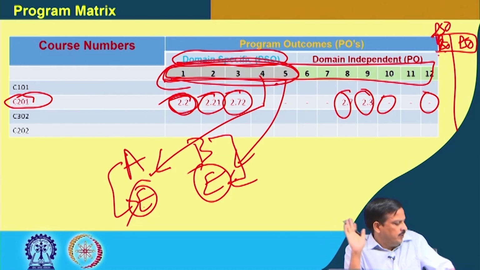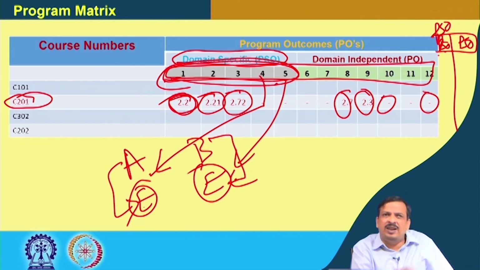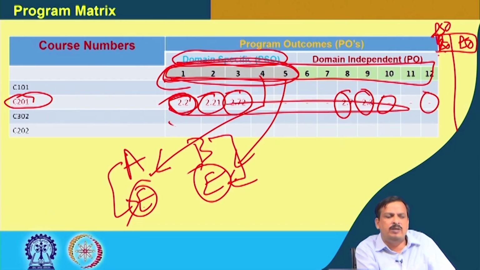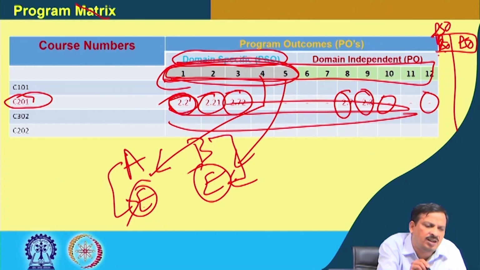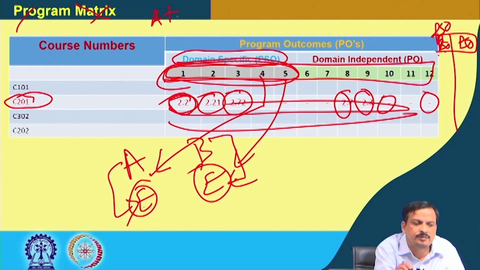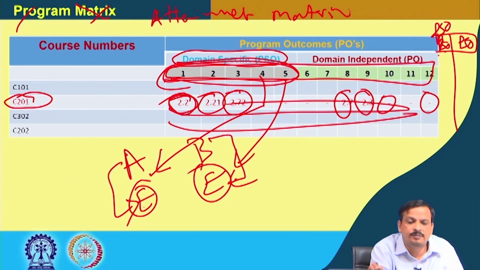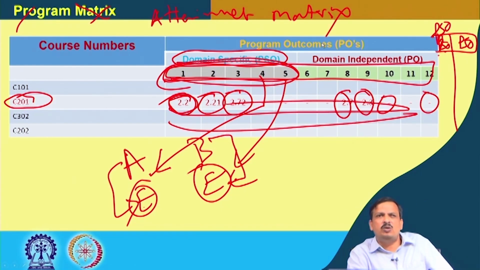Okay? So, you can calculate the attainment matrix. For all courses in the program matrix, I can calculate the attainment matrix for that program matrix. So, instead of program matrix, I can call it an attainment matrix. Okay. So, I can design the attainment matrix very easily in Excel.